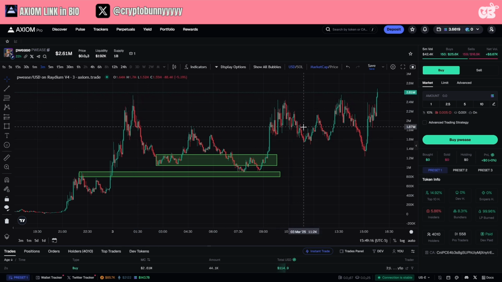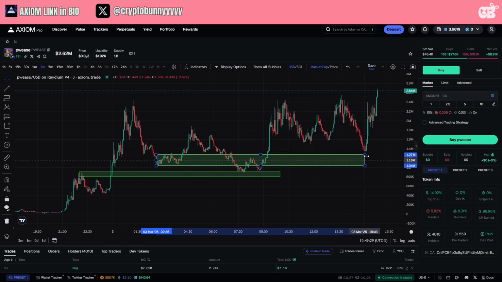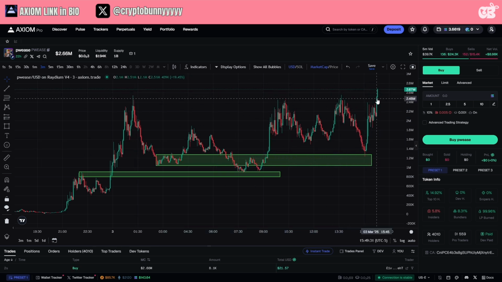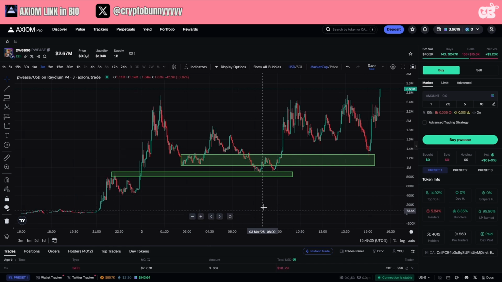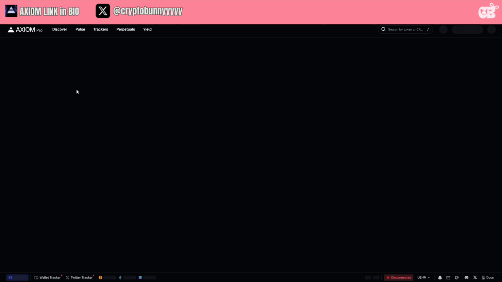It bounced, came into this support level right here, which was resistance, turned support now, because we're bouncing off these levels. And it creates support, bounced again, rejected, bounced off this support level right here, and then it's pumping right through it all. So support is an incredibly important concept. Let's go through one more example.